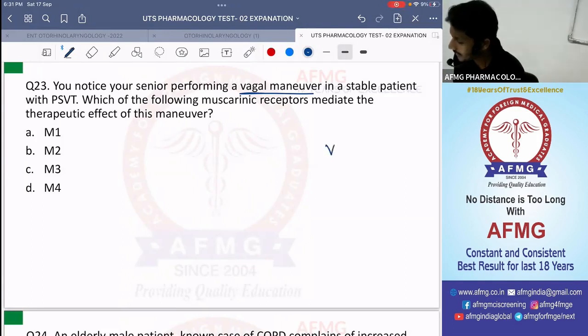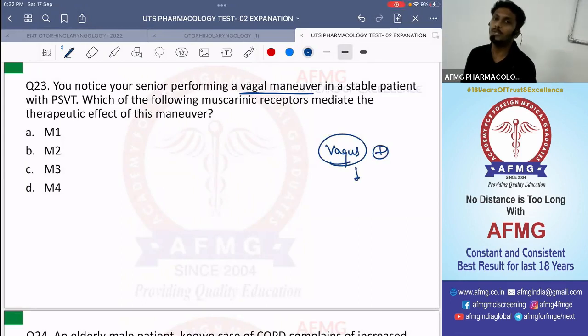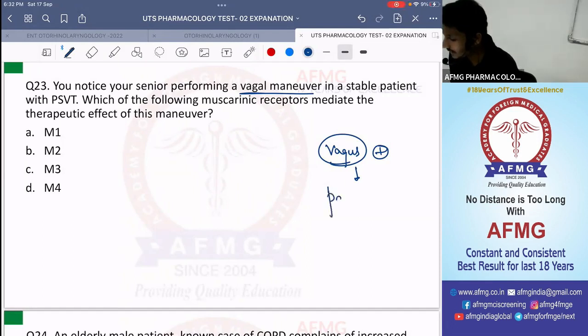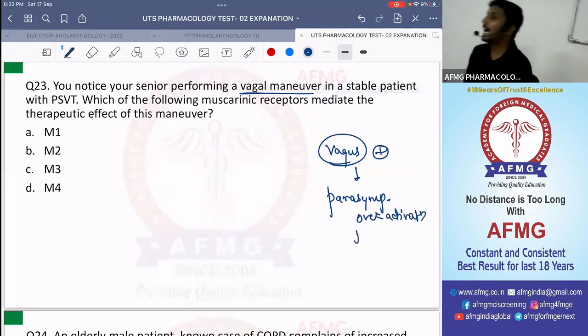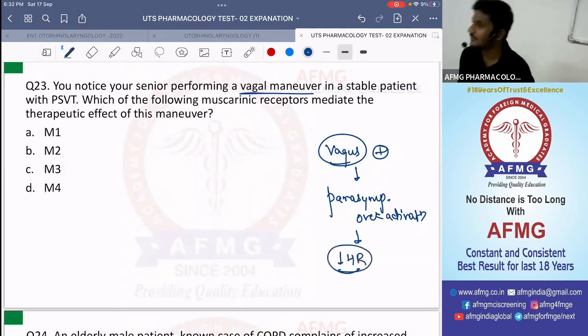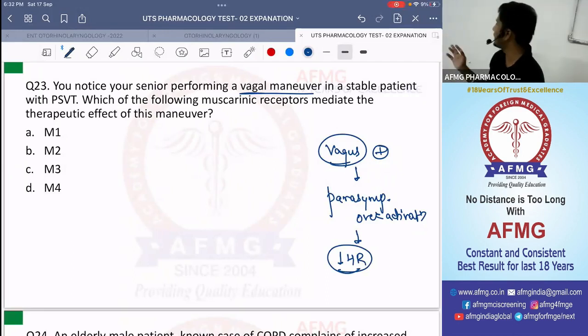Which nerve would be stimulated? The vagus nerve is stimulated. And if the vagus nerve is stimulated, it would lead to overactivation of parasympathetic action on the heart. It causes a parasympathetic overactivation, and parasympathetic overactivation on the heart will lead to a decrease in heart rate. It will lead to a decrease in heart rate of the patient, decreasing the oxygen demand of the heart, and therefore giving a better outcome.